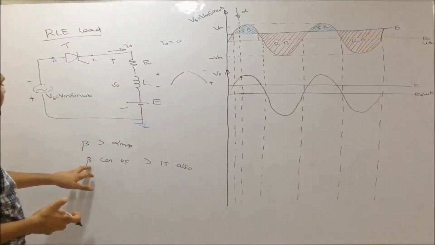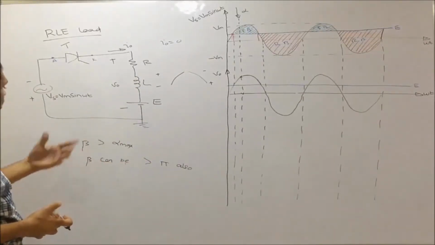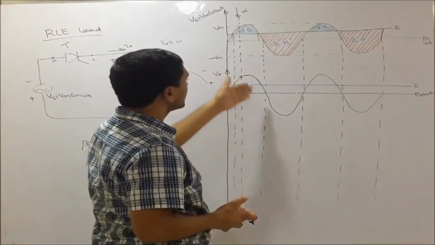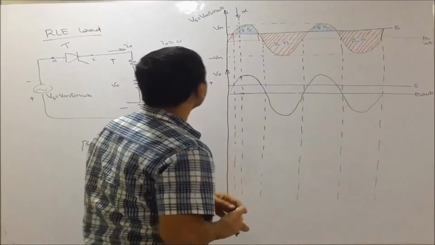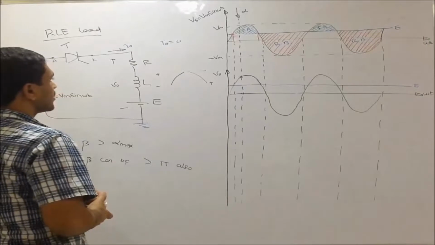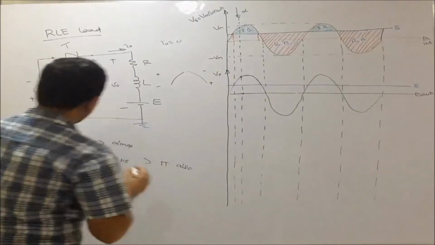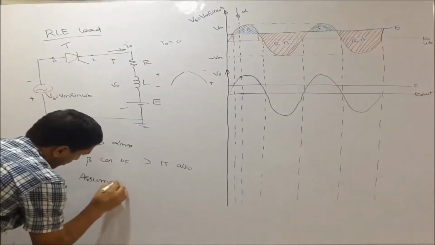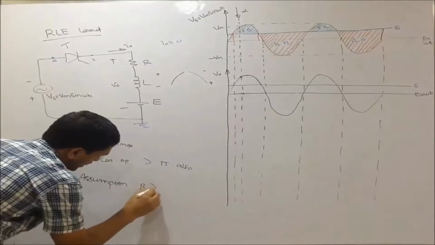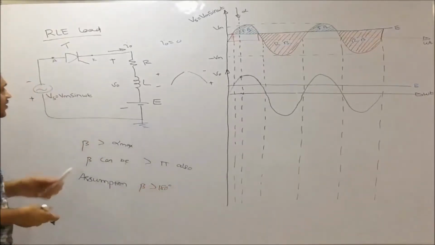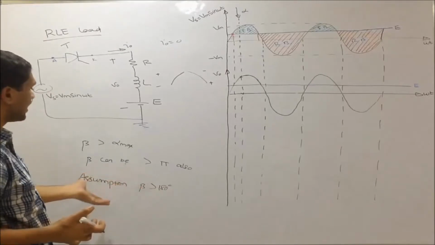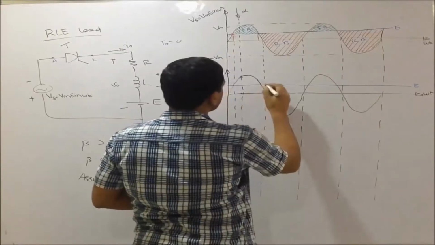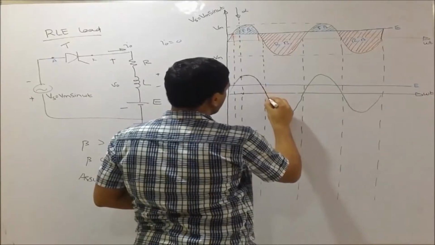How much is the beta value? It depends upon the inductance. If you add a large amount of inductance, the extinguishing angle can be even greater than pi, or it can be even 240. It depends upon how much inductance you have added in the circuit. Now you are assuming beta is greater than 180 degrees. This is just for analysis purpose. You can take beta less than 180, but obviously it has to be greater than alpha max. So I am assuming beta is greater than 180, so it crosses the negative.